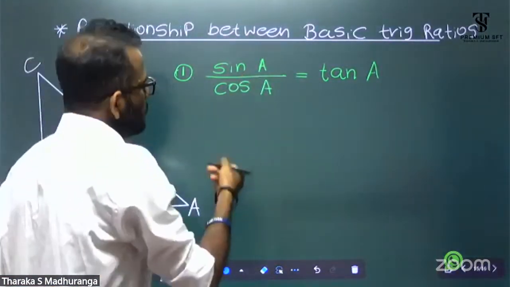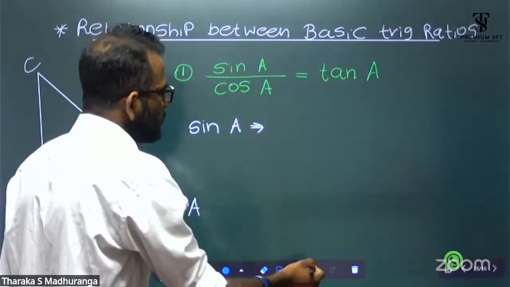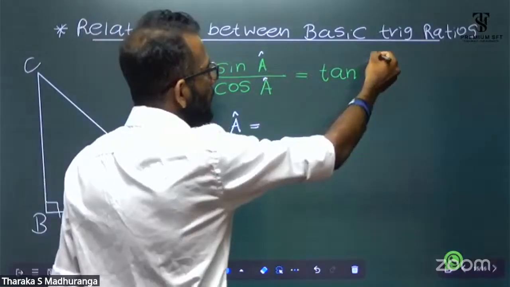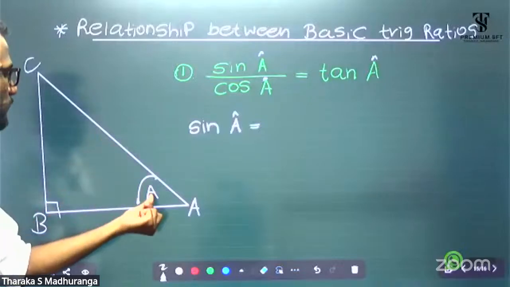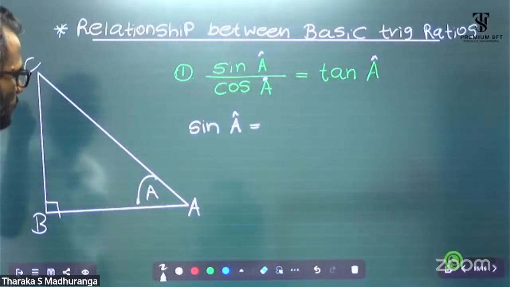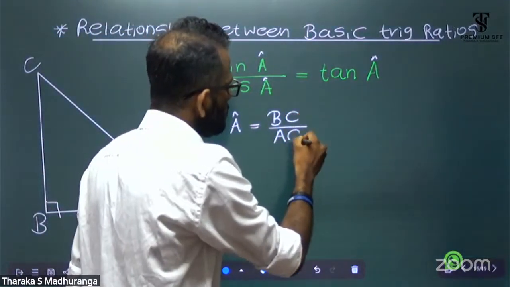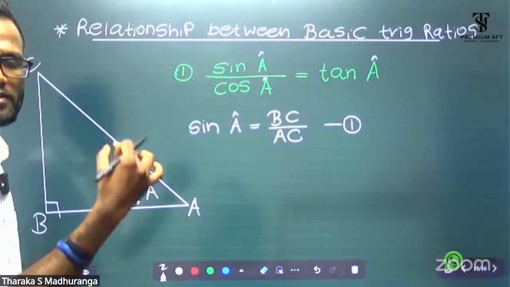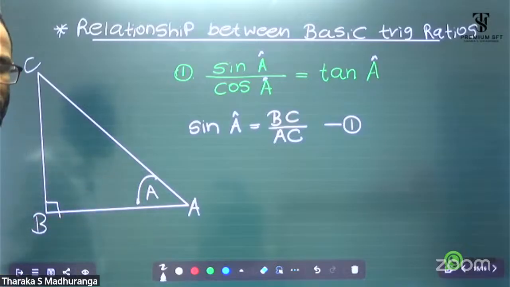Sine A. This mark is angle. What is sine A? BC over AC. This is my first equation: sine A equals BC over AC, opposite over hypotenuse.